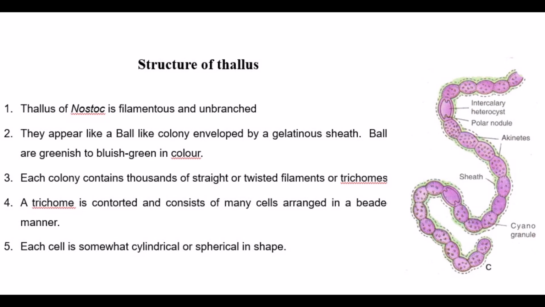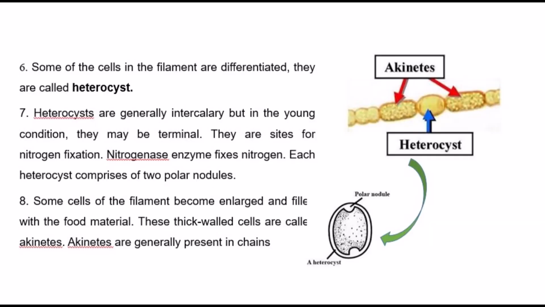Some of the cells in the filaments are differentiated and are called heterocysts. Heterocysts are generally intercalary, but in young condition they may be terminal in position. These are the sites for nitrogen fixation. They contain an enzyme called nitrogenase. Each heterocyst comprises two polar nodules which have a thick wall on both ends of the cell, where it projects into the cell interior as a knob and has small pores which connect it with adjacent vegetative cells.